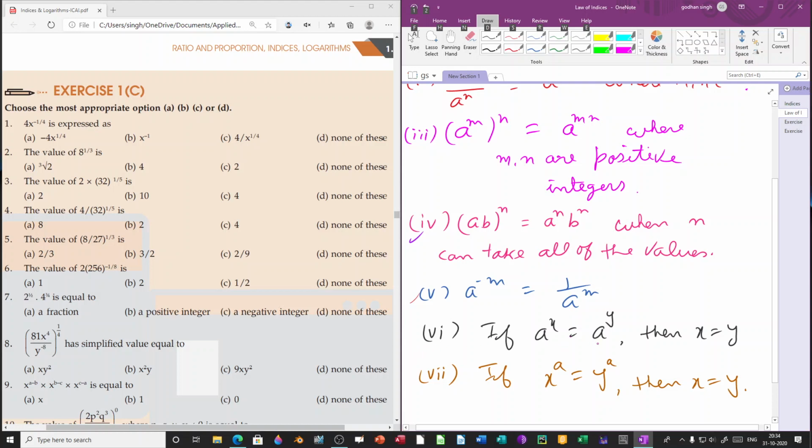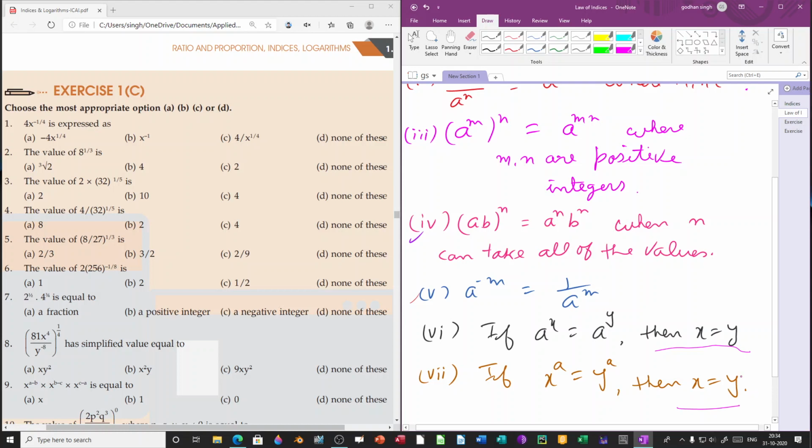then definitely the exponents will also be equal, or the indices will also be equal. So if a raised to x equals a raised to y, then x equals y. Then the seventh one: if x raised to a equals y raised to a, that is, if the indices are equal, then the bases will also be equal. So if x raised to a equals y raised to a, then we get x equals y.